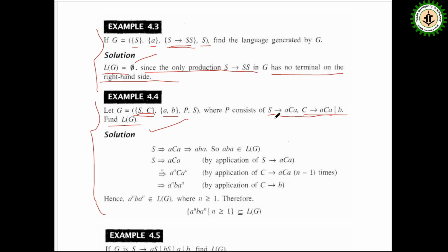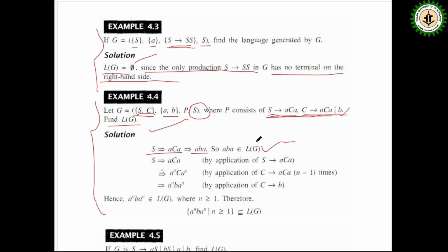As we know, there are three productions. One is S to ACA, another is C to ACA, and another is C to B. From where will we start? We find the starting symbol. Here the starting symbol is S. Production starts from the starting symbol. So S to ACA is the first production. This C would be replaced by ACA or by B. If we use B, the terminals we get are ABA.